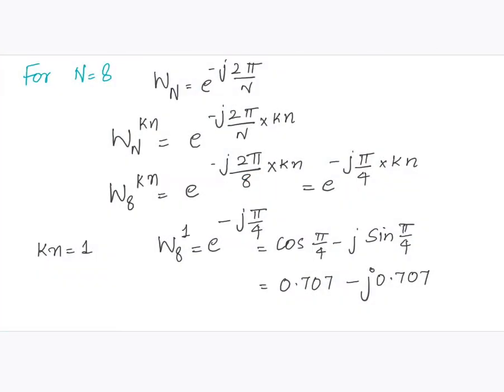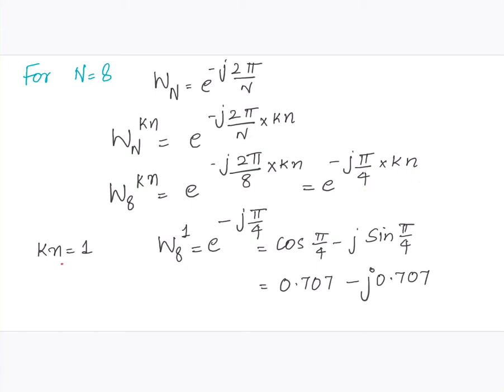So for example, if you consider that the N point DFT has to be found for N equal to 8, that is the 8 point DFT, the twiddle factor is given by the formula e raised to minus j 2 pi by N. So W N raised to kn can be written as e raised to minus j 2 pi by N into kn. If you are finding it for N equal to 8, substitute capital N equal to 8. So this will be the general equation, that is e raised to minus j pi by 4 into kn.